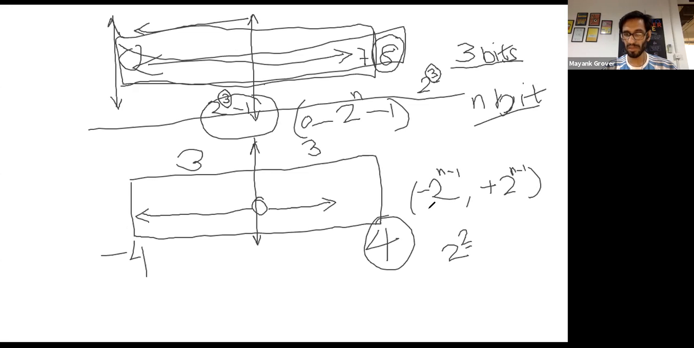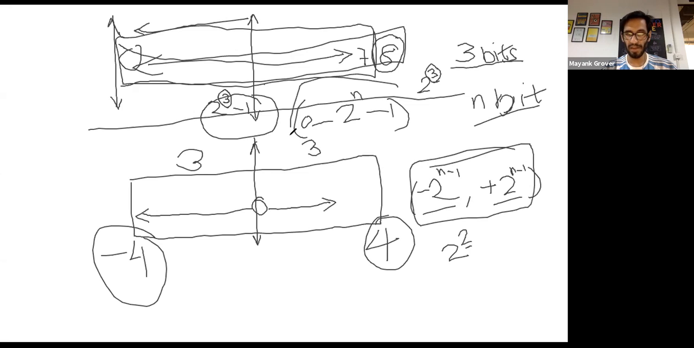Got it? So this will come out to be minus 4. This will come out to be plus 4. Okay. So that's how we got these numbers. I could have told you this formula very easily as well, but understand what's the principle behind it, right?